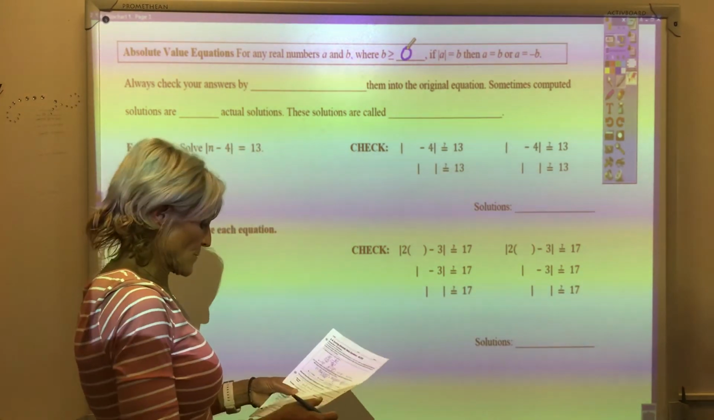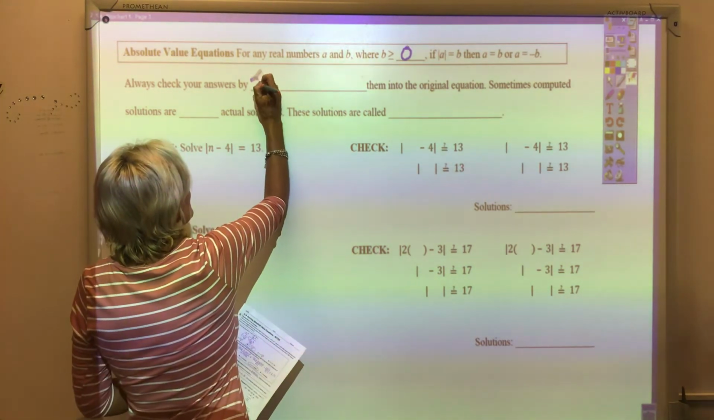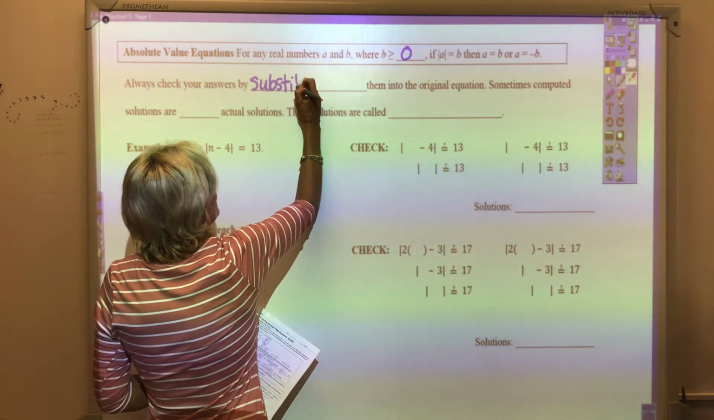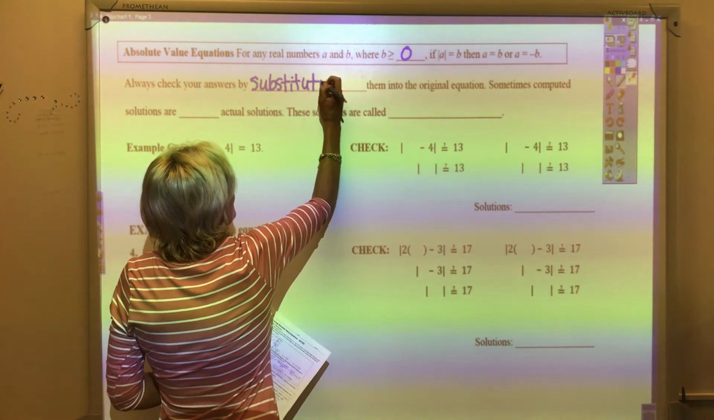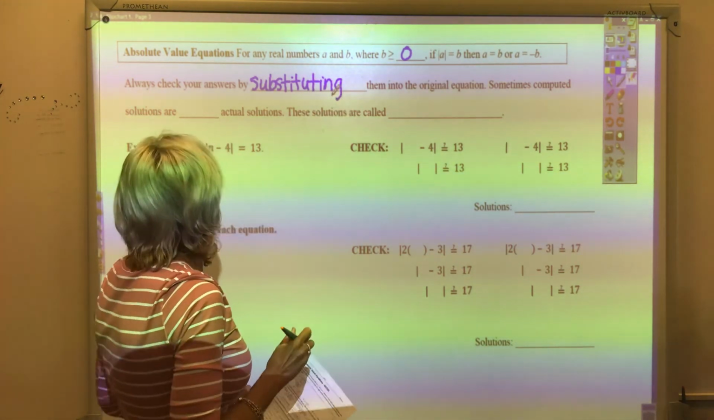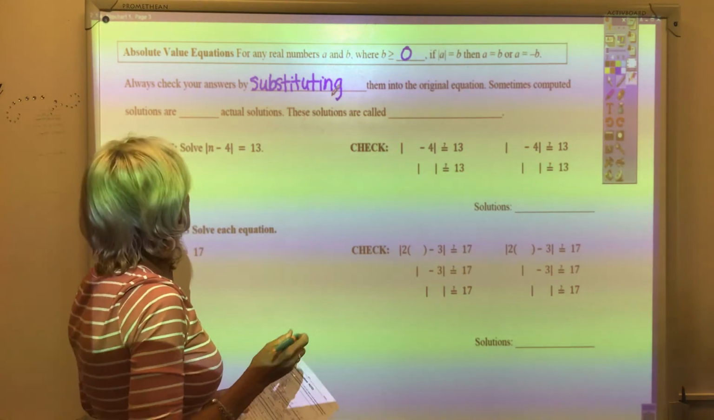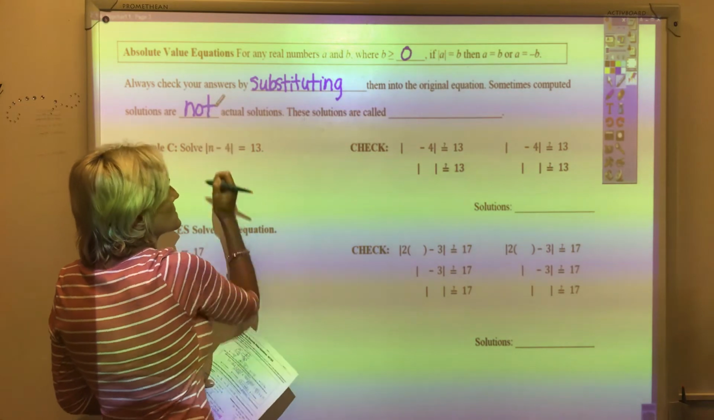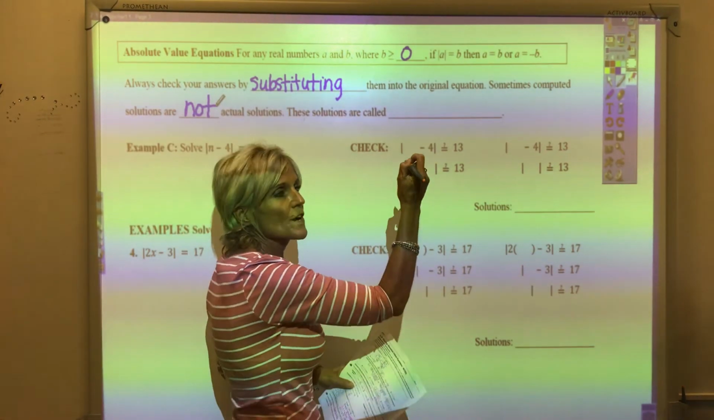Always check your answer by substituting them into the original equation. Sometimes computed solutions are not actual solutions. These are called extraneous.